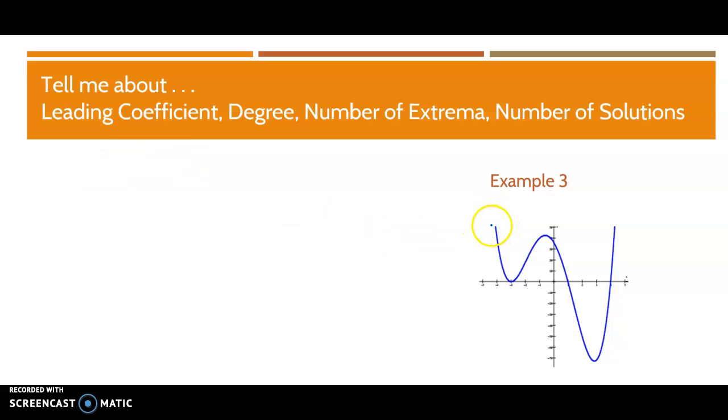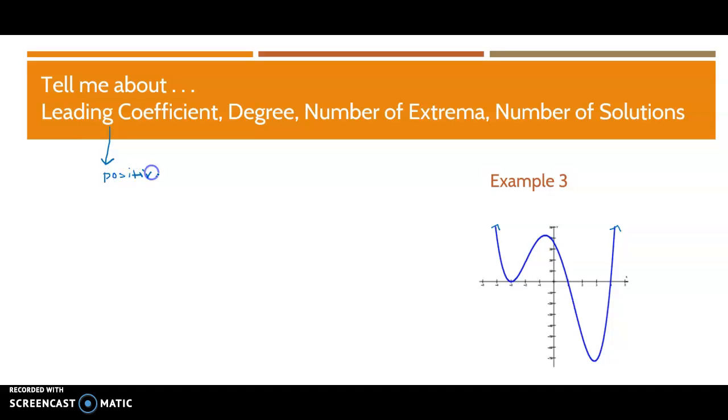When I look at the graph, the left-hand side is increasing or going up, and the right-hand side is increasing or going up. So because both of them are pointing up, I know that the leading coefficient is positive.